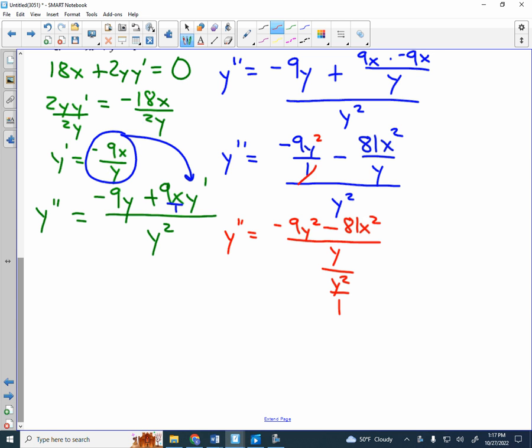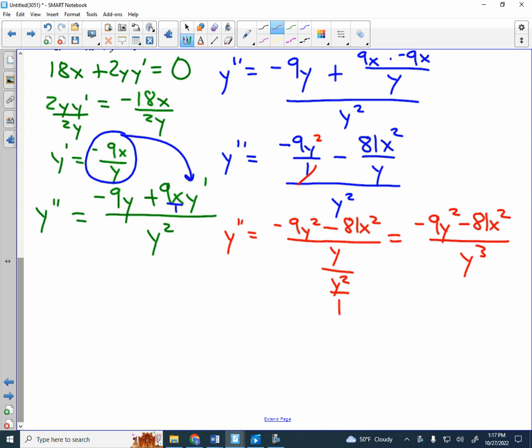Multiply by the reciprocal, or as Chadley says, we're going to reciprocate it. Negative 9y squared minus 81x squared over y cubed. Now, at this point, you're like, well, you told me that this was going to be a really pretty problem in the end. It gets prettier than that. Can anybody see what we could do there?